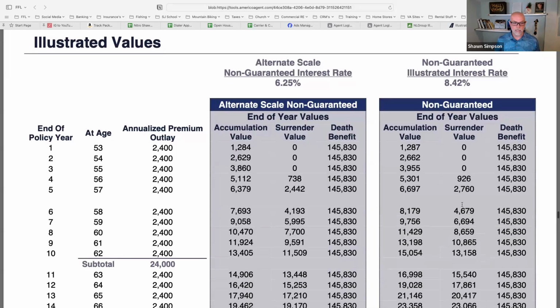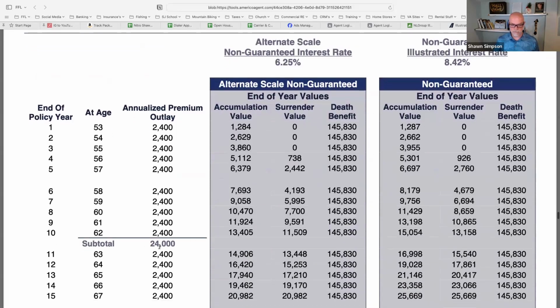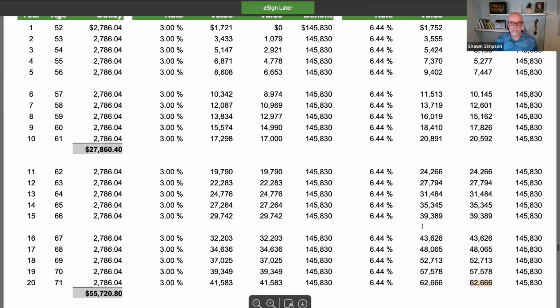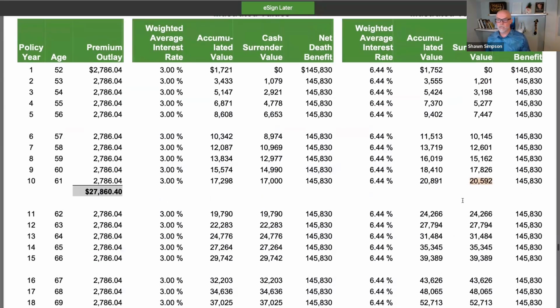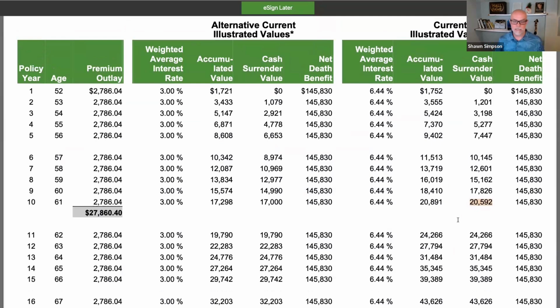Okay. And I'll explain to them that after 10 years, you'd have 24,000 into this. You'd have $13,158. Okay. Now, do you guys remember the numbers that I told you to write down? If we come over here to the illustrated rate, what did we say? 20,592. So here it illustrates a little bit better.